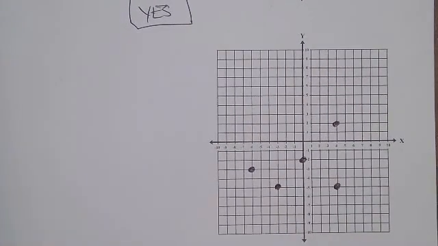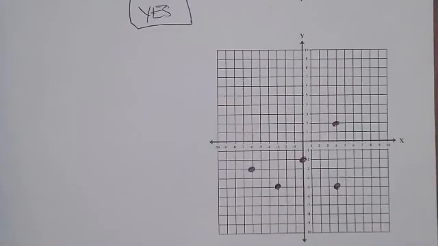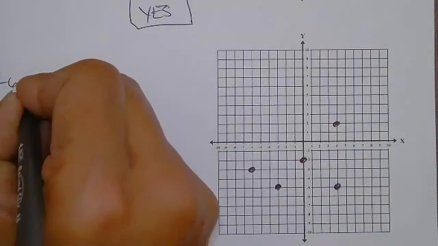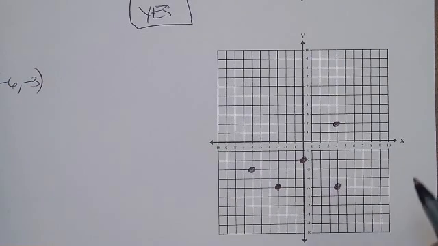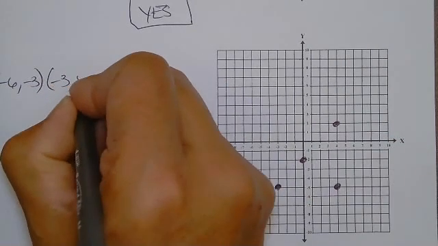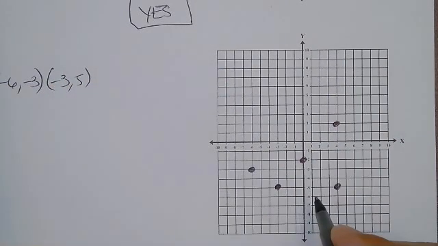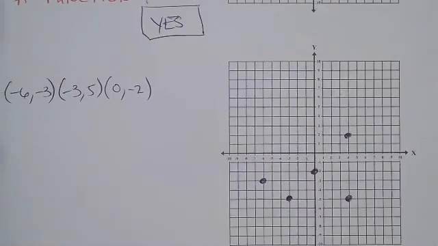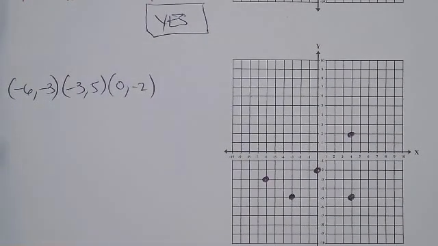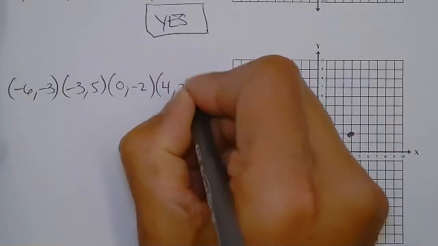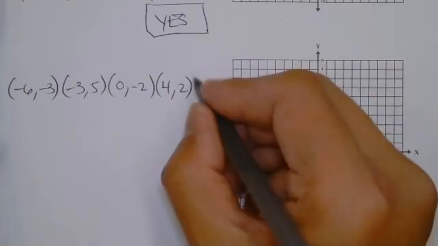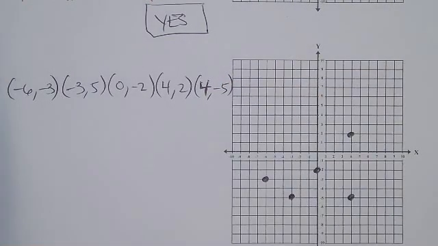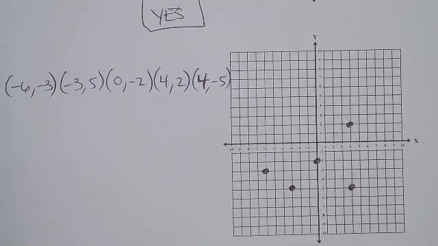Okay? Now this is how it would look on a graph, if I'm just looking at a bunch of dots. Now if I look at a set of coordinate pairs, well, I would just be like, okay, well, -6, -3. It would be -3, -5. It would be 0, -2. Oh no, there's two more. 4, 2. And 4 what? -5.